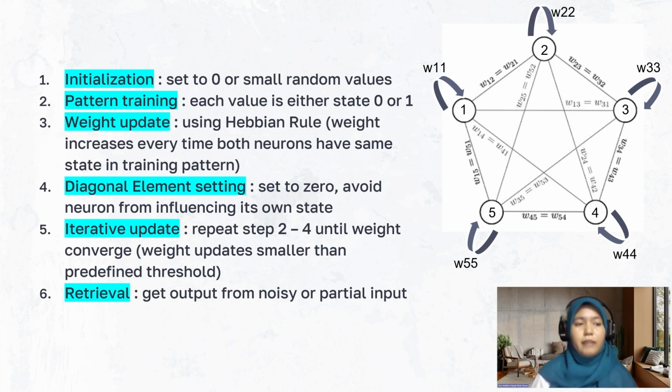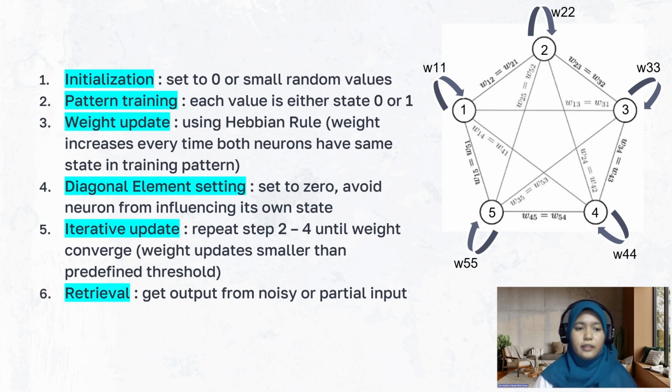There are 6 steps in this algorithm. It is first initialization, which is where we just set 0 or small random values to all of the neurons. Second is pattern training, like the numbers in the box. We train the network with a few sets of numbers to indicate each neuron as active or inactive.